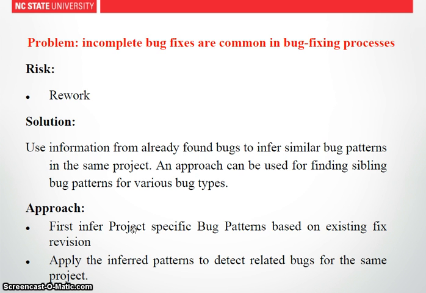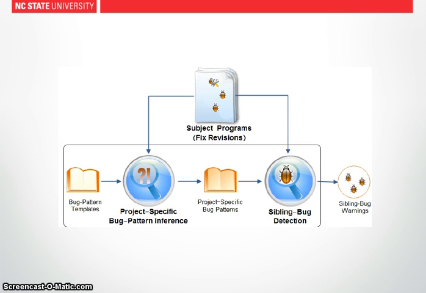One way to solve the problem is by inferring patterns of similar bugs. We can try to warn about bugs that might be related to each other and could be fixed together. Bugs sharing the same project-specific bug pattern are typically related to the same object of the same class. This is an approach for finding related bugs.